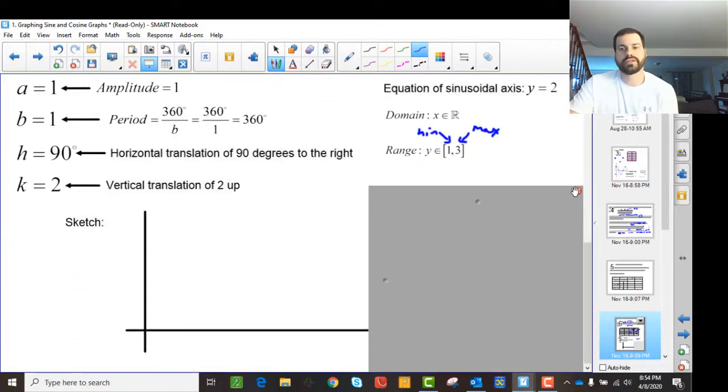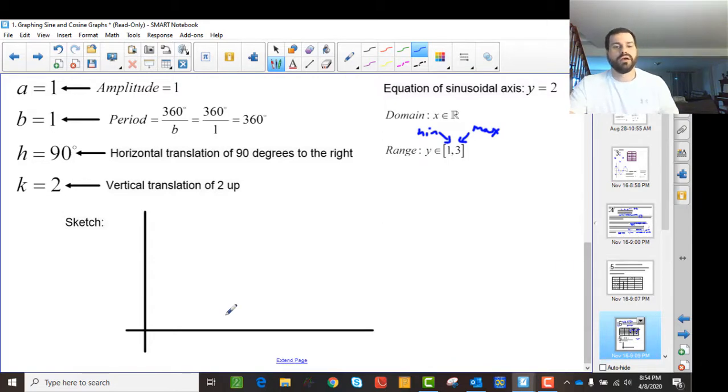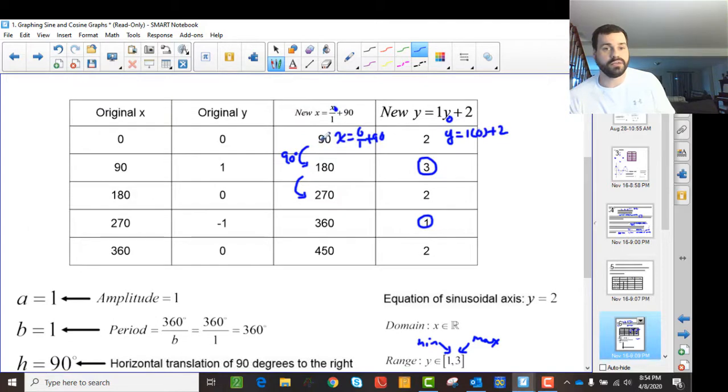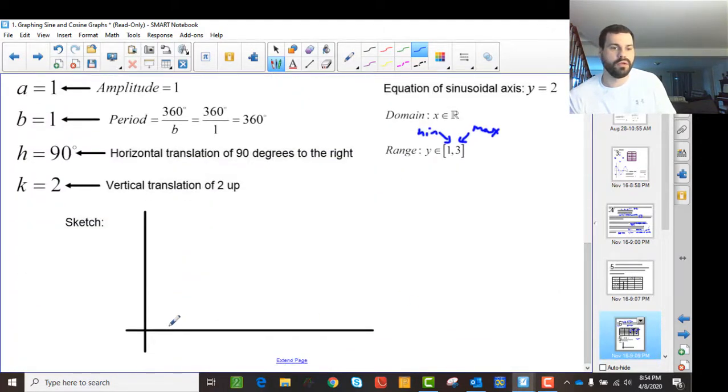Okay, now we're going to draw a sketch. So to draw the sketch, I'm going to first of all establish a scale. I'm going to go up by 90 because these all jump by 90. So I'm going to go 90, and then 180, 270, 360, 450. Okay, and then you can keep going after that if you want to. But that's what I'm going to do for x. For y, lowest is 1 and highest is 3. So I'm going to go 1, 2, 3.